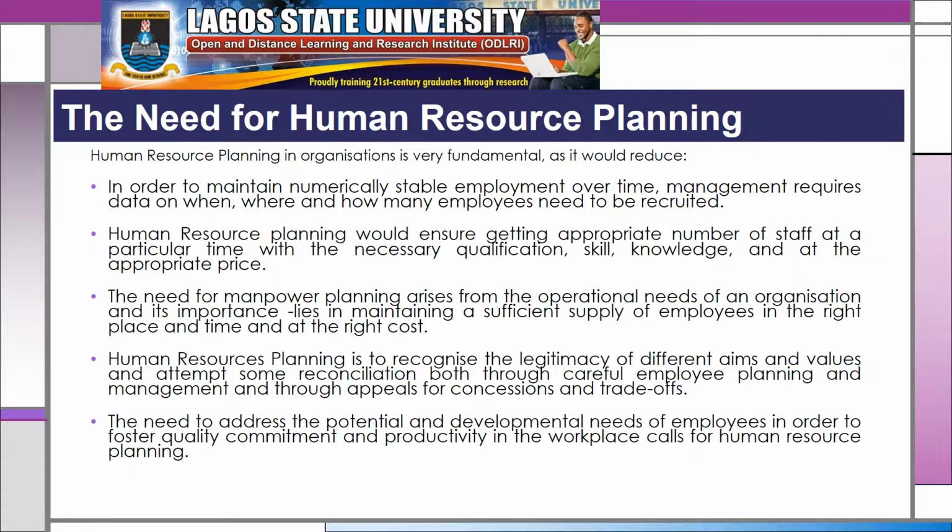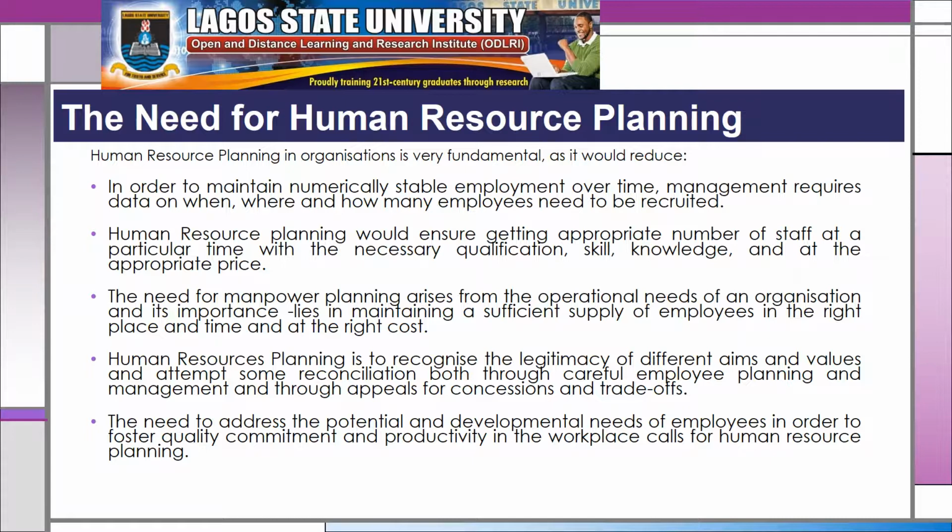So it also helps us to know the operational need of an organization, at least to know how to have a sufficient supply of employees in the right places, at the right time, and at the right cost. So human resources planning helps us to know this. Human resources also recognize the legitimacy of different aims and values and attempt some reconciliation, both through careful employee planning and management, through appeal of consensus and trade-off.